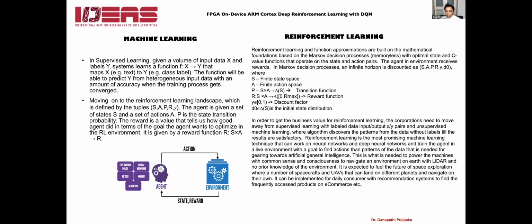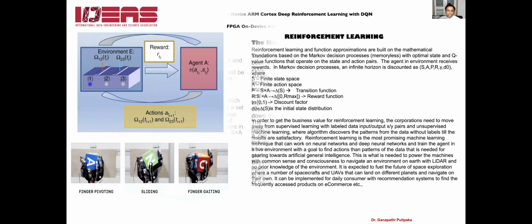And also spacecraft and UAVs can land on different planets and navigate on their own on an infinite horizon, but again, in a not completely observable environment. And this is not limited to a specific industry. It can be implemented for any consumer with recommendation systems, like if you're talking about e-commerce or somebody like eBay, a lot of companies have been successful in doing it. We're going to take a look at it.